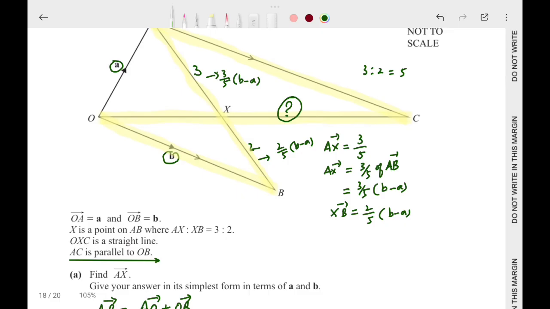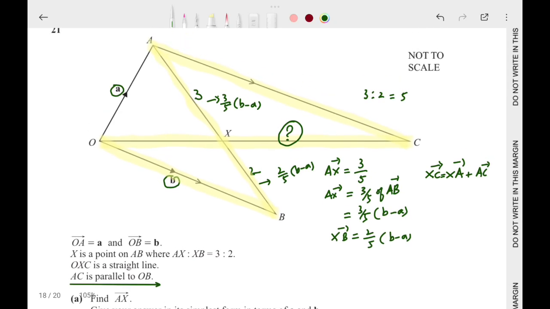So this shows that your XC, I am going to show some working here, that XC is equal to XA plus AC. If you see, this is a suitable part for this. XC is equal to XA plus AC.